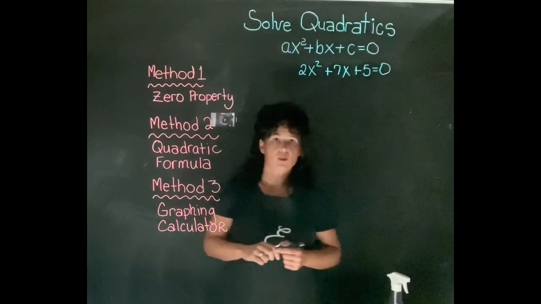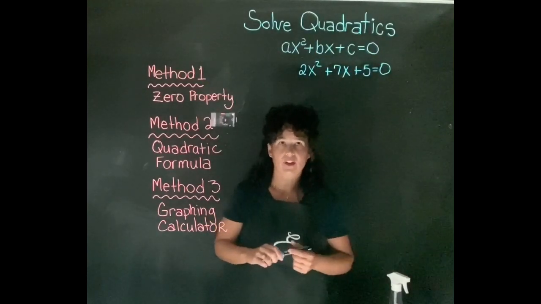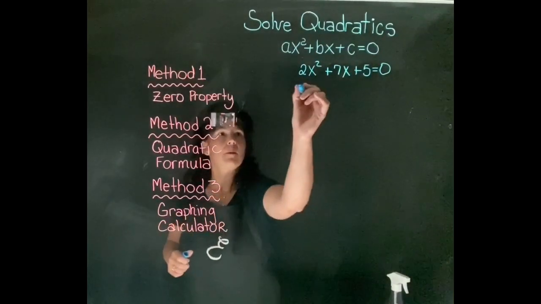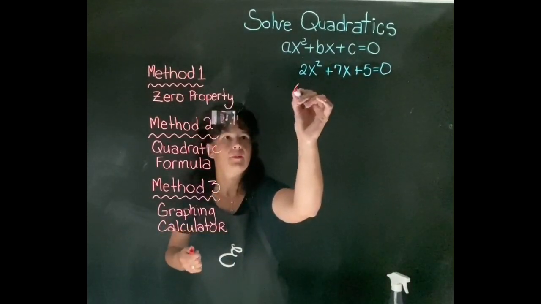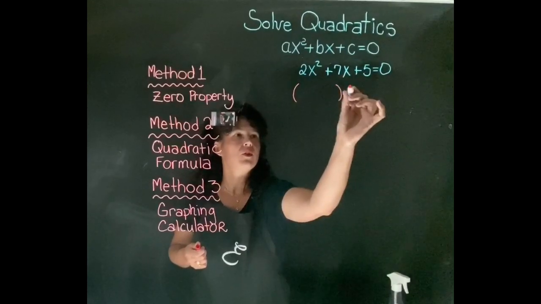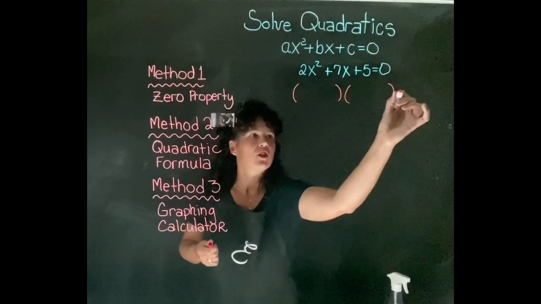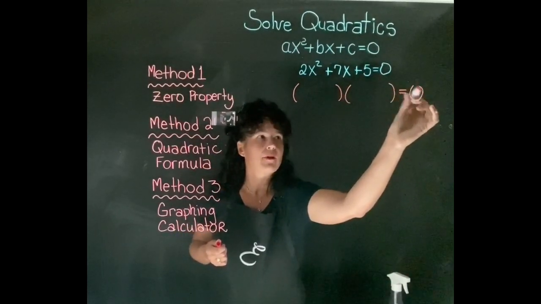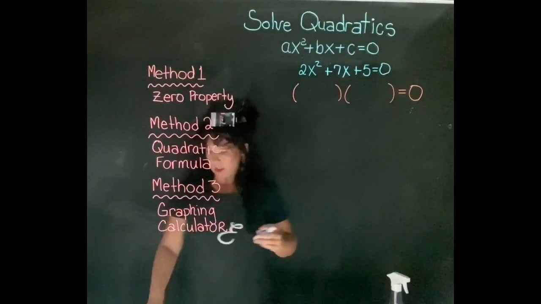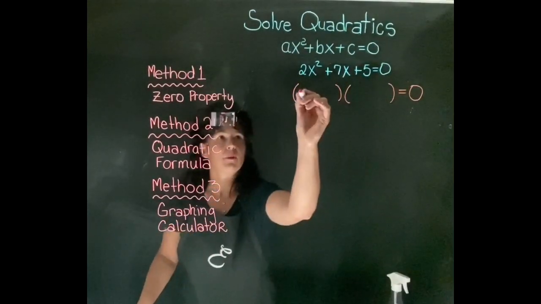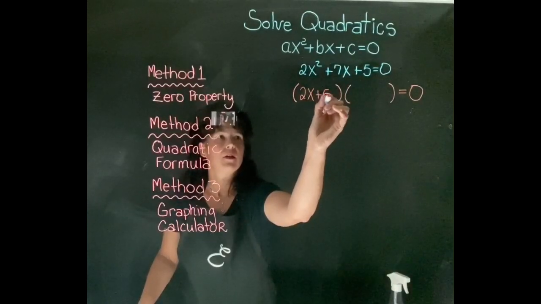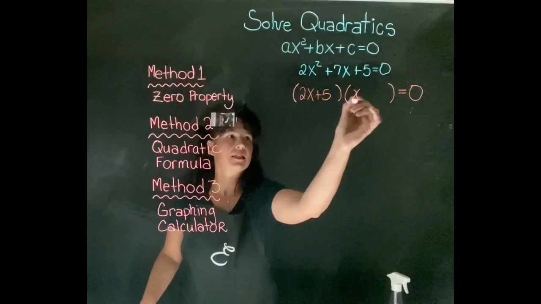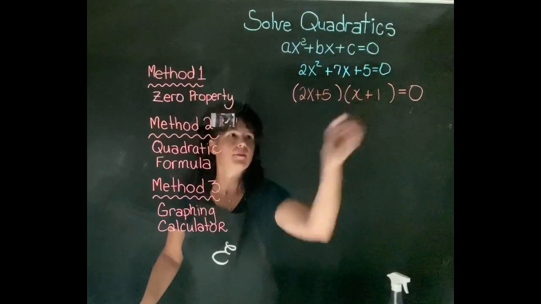To use the zero property, the first thing we want to do is factor. So I'm going to factor this quadratic. If you do not know how to factor, you might want to take a look at some of my factoring videos. But I'm going to jump right to the factored form. That's going to be 2x plus 5 multiplied by x plus 1.